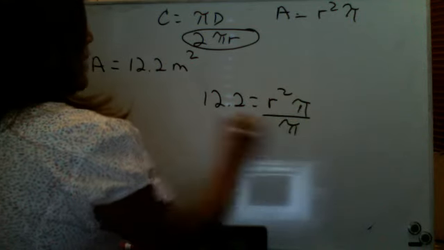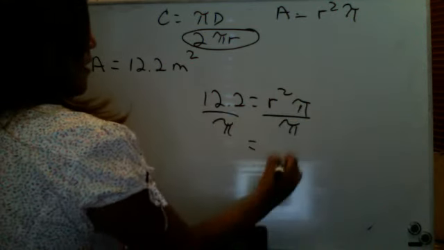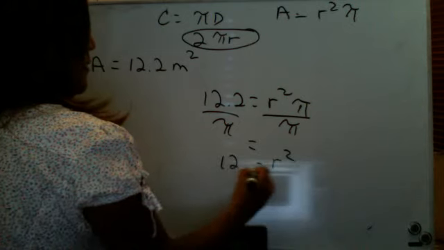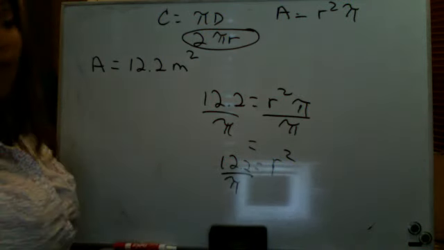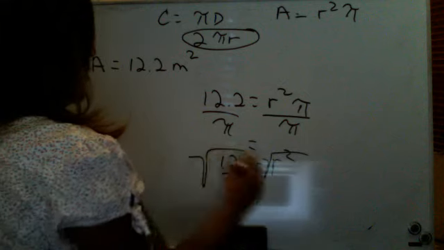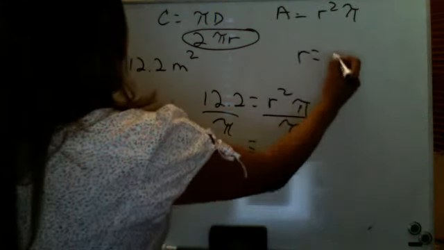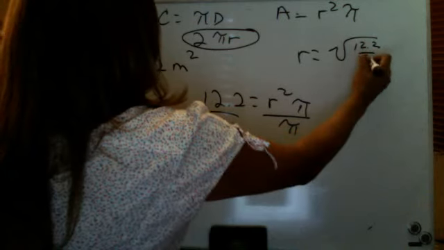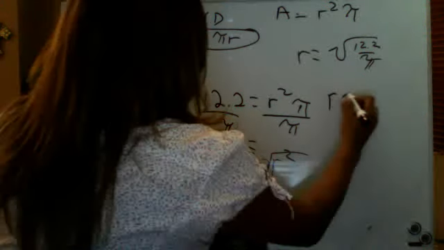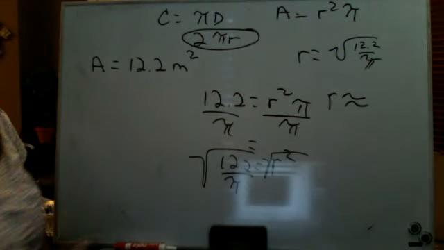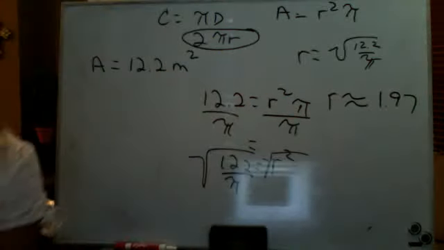Well, I can divide both sides by pi, and I'll get r squared equals 12.2 over pi. However, I need r, not r squared. So how do I get r? I take the square root. What I do to one side, I do to the other side. Therefore, r is equal to the square root of 12.2 over pi. And if you use your calculator, because we use 3.14, the approximation, we didn't do exact, we're going to say r, and we use a symbol, is approximately 1.97.